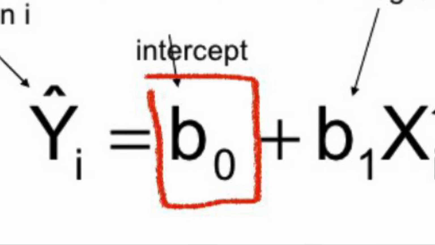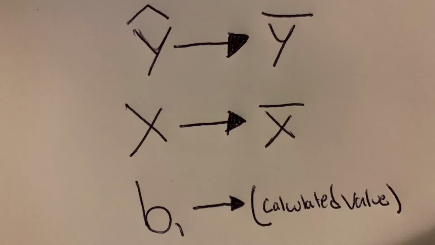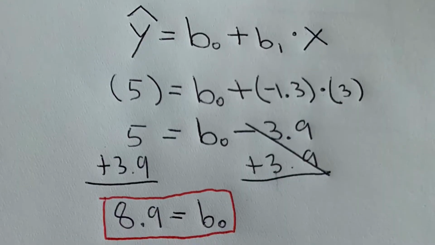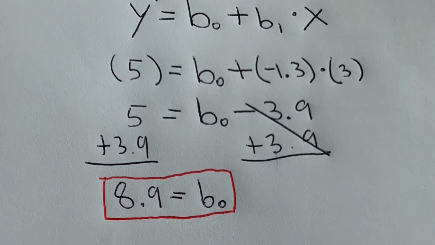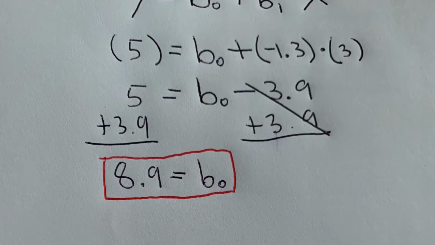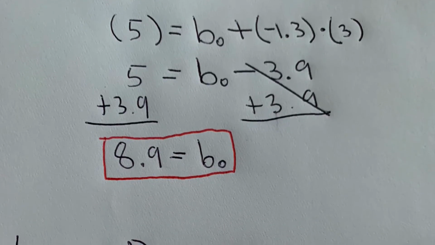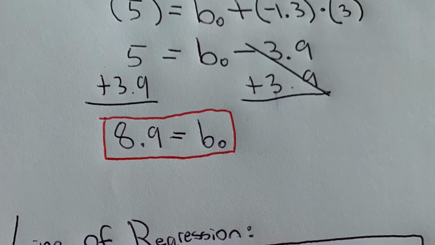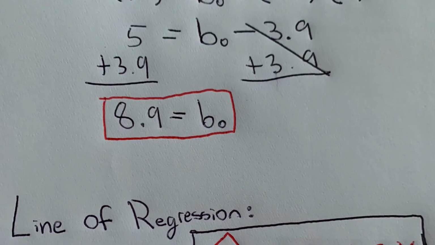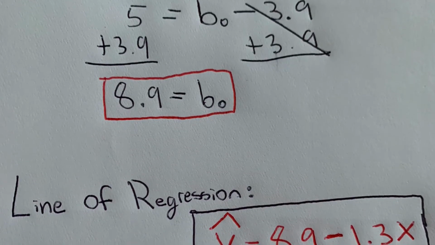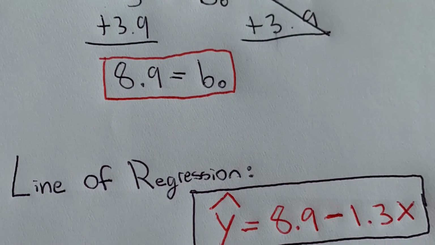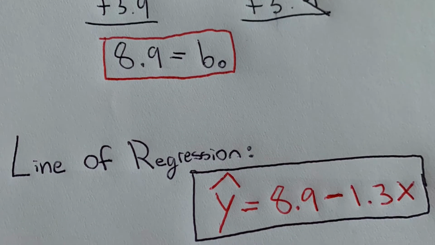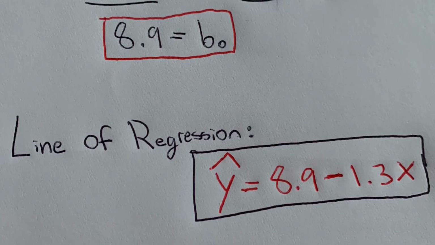To solve for the y-intercept, or the b0 variable, you must plug values into the original linear regression equation. Replace y hat with the mean of the y values, replace the x variable with the mean of the x values, and replace b1 with the slope that was solved for. For my set of values, the mean of y is 5, the mean of x is 3, and the calculated slope is negative 1.3. Now the only unknown variable is b0. Solve for this variable like you would any other algebraic equation to calculate the y-intercept of the line. In this problem, the y-intercept was 8.9. The line of regression for my set of data is y hat is equal to 8.9 minus 1.3x.